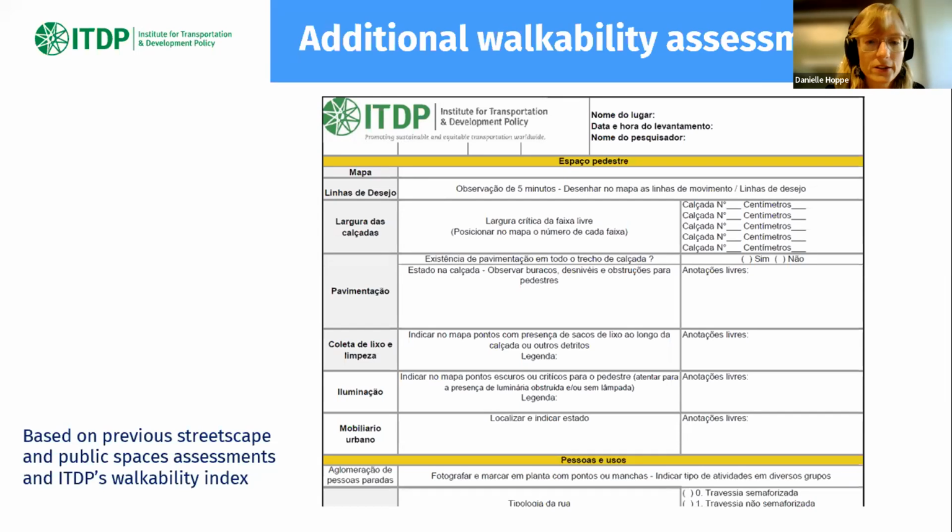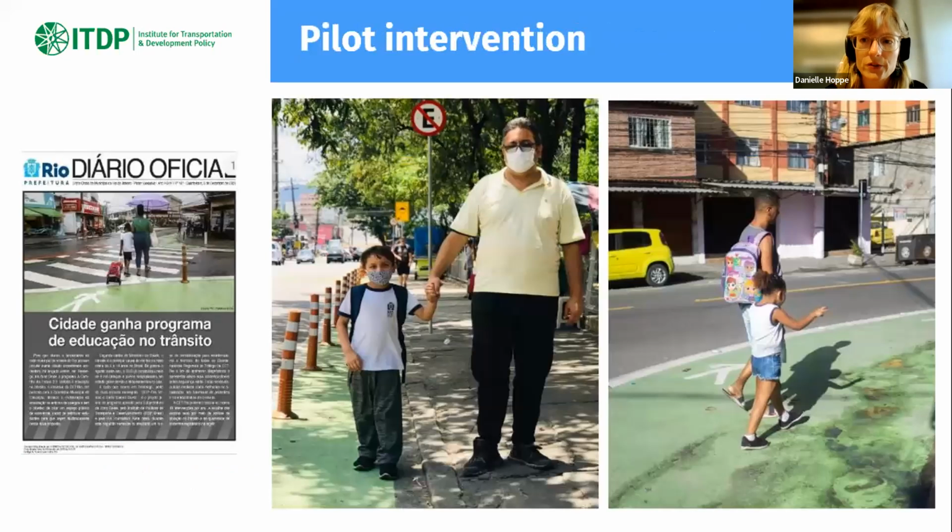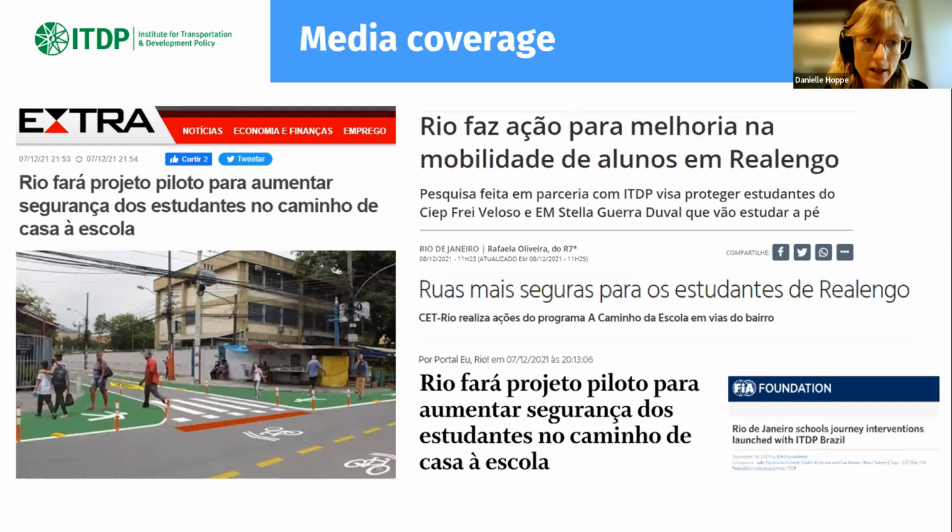Okay. And these are the additional observations that we did. It's all in Portuguese, sorry, but we checked the paving, the garbage that was around, the lighting, shades, and more like a streetscape analysis. And we managed to implement a pilot intervention back in December 2021.